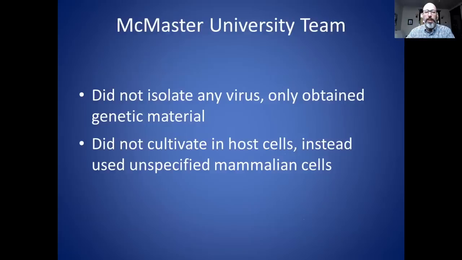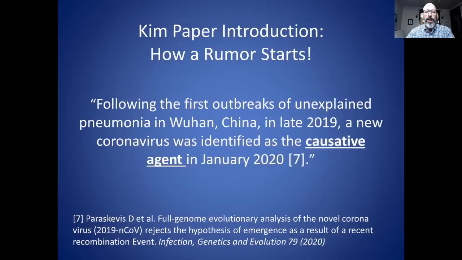However, I want to describe the McMaster team first because, like I said, they don't have a published paper, so I can't say a lot, but they did describe their methods a little bit on their website. Once again, they did not isolate a virus, and they also did not cultivate in host cells. They're using some other kind of mammalian cells, which is the same procedure every group is using. But back to the Kim paper, because the Kim paper has something really problematic.